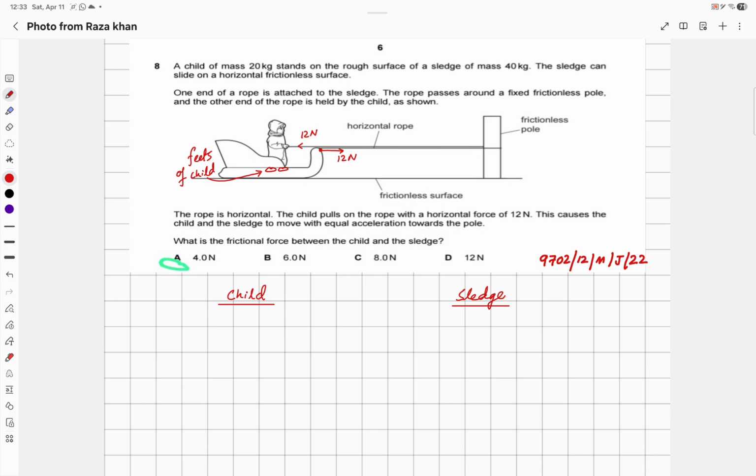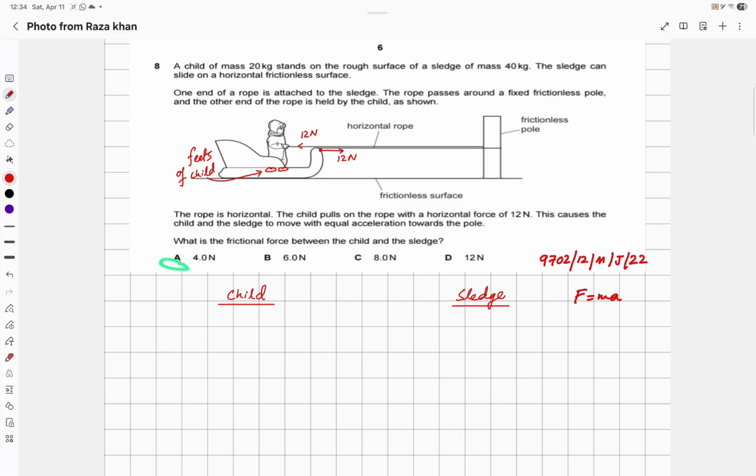Well, first of all, you need to understand one thing over here. There is a relative situation between the child and the sledge for this type of motion. The child and the sledge should therefore be treated as two separate objects but having the same acceleration, and then we will apply F equals ma separately for both of them.